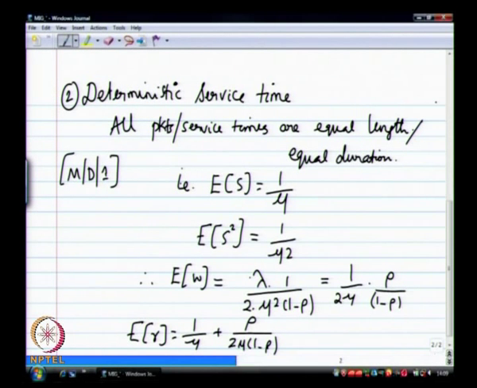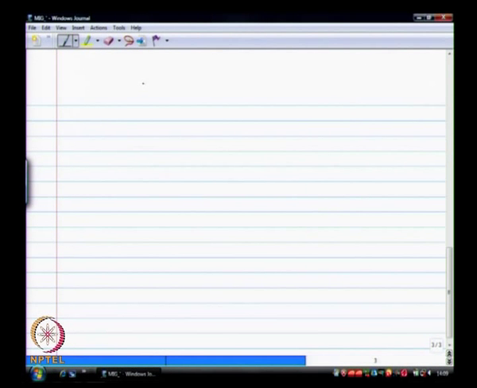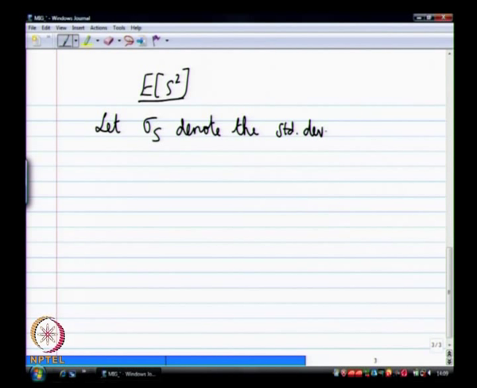If you look at Raj Jain's book, they will have it in terms of the CS expression. That's why I'm deriving that, right? So E of S squared, let us try to define this in some other way. Okay. So first let sigma s denote the standard deviation of service time, right. So therefore the variance in S is simply sigma squared.